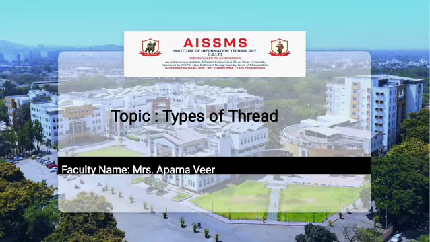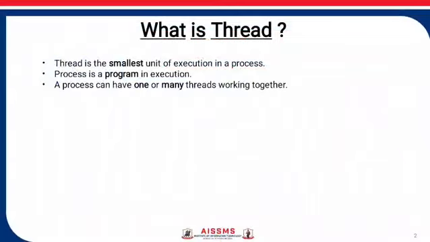Today I am going to discuss types of thread. First of all, what is thread? A thread is the smallest unit of execution in a process. What is process? A process is a program in execution. A process can have one or many threads working together.